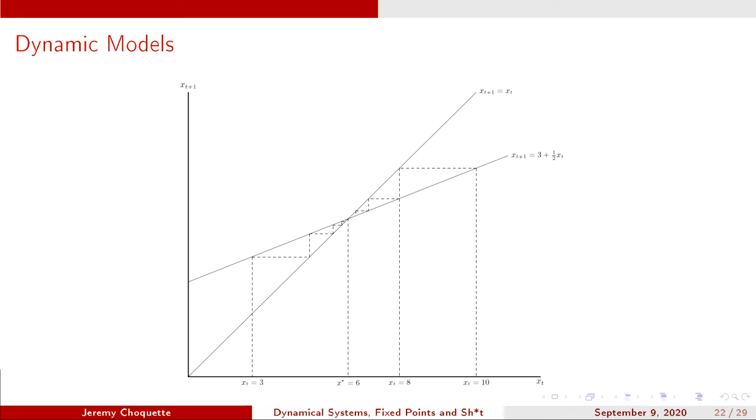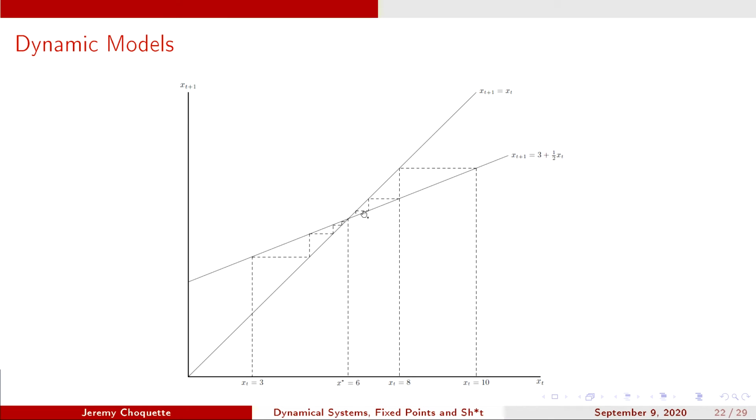So you see that there are two lines. There's a 45-degree line where x_{t+1} equals x_t. And then we've got our actual function that we're interested in, x_{t+1} equals 3 plus 1/2 x_t. This 45-degree line that I'm dragging the mouse across is where x equals x. So the input exactly equals the output. Wherever you are, the input will be equal to the output. So along this line, x_t equals 8, x_{t+1} would also be equal to 8. x_t equals 3, x_{t+1} is equal to 3.